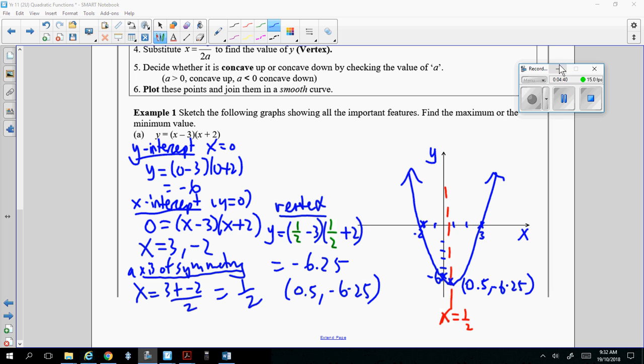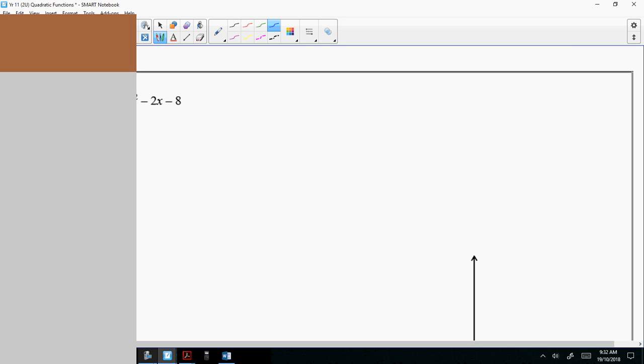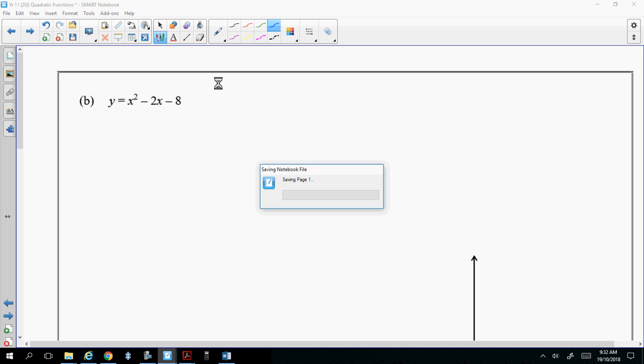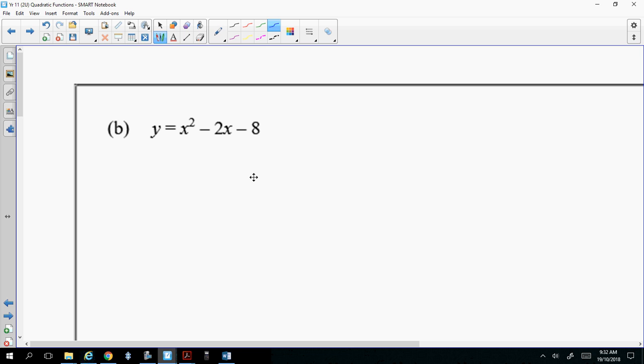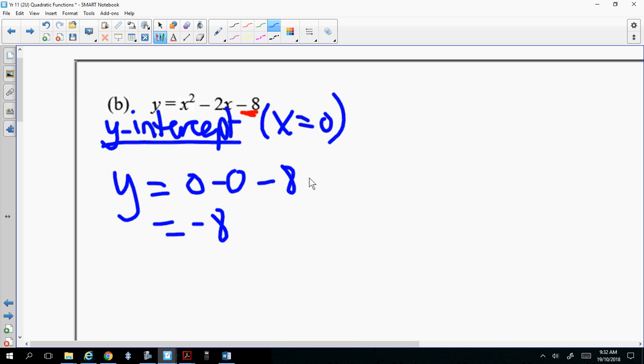Alright, good. Try the next page. Exactly the same. How do I do this? You find the y-intercept and the x-intercept. So how do I find the y-intercept? Substitute x is 0, and you will find the y-intercept is actually the constant term, right? Negative 8. That's your y-intercept.